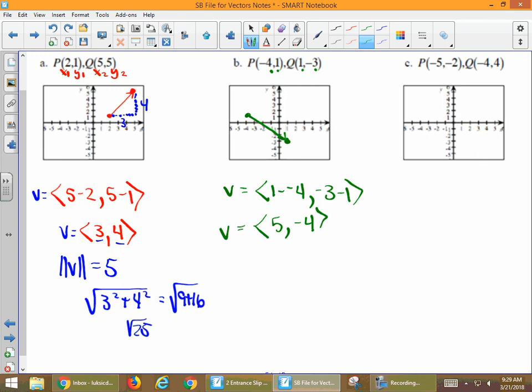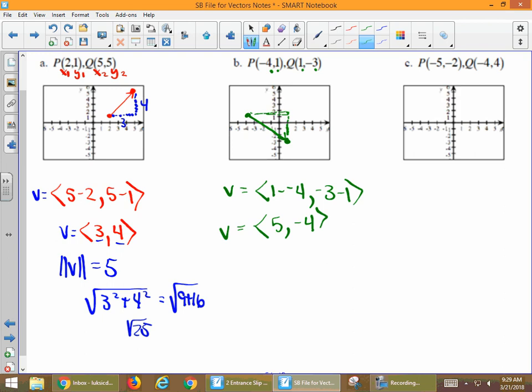This one is not a special right triangle, so we do have to go through the work of finding the hypotenuse here, or just using our distance formula. If you want to double check that, absolutely make your right triangle and double check. Make sure you're going over 5, down 4. That's the nice thing about vectors, they do give you that direction. And you don't have to be at the origin, like we have been.